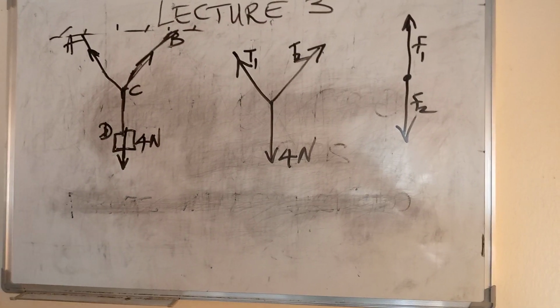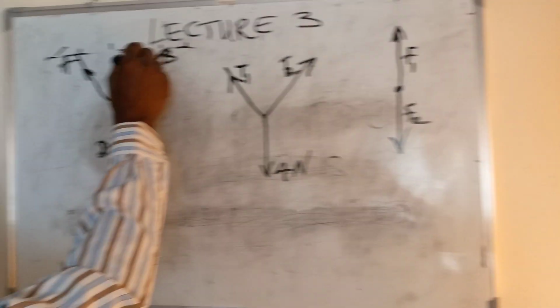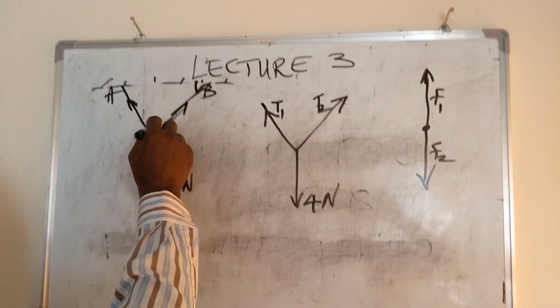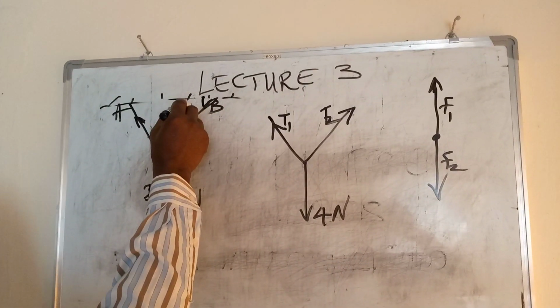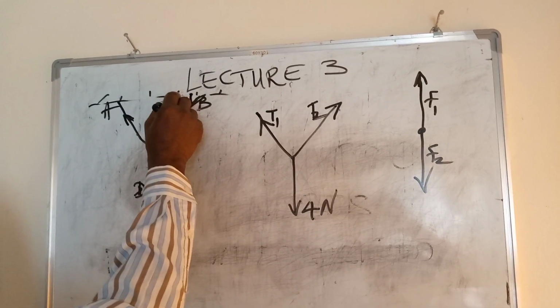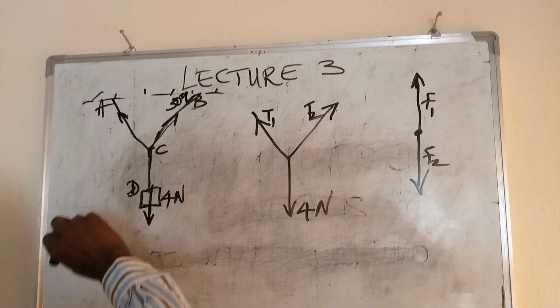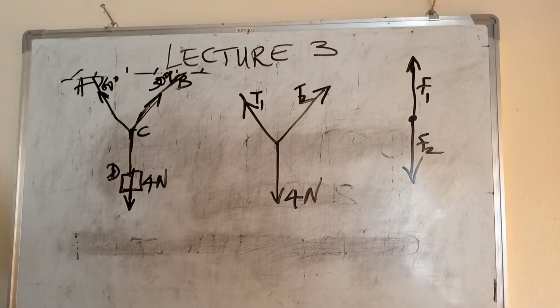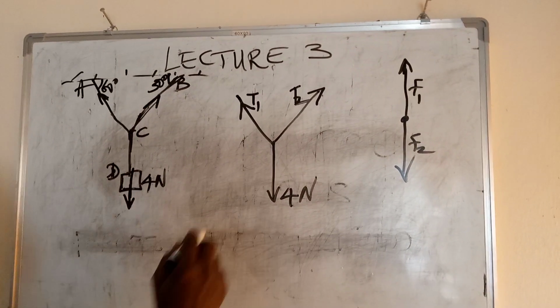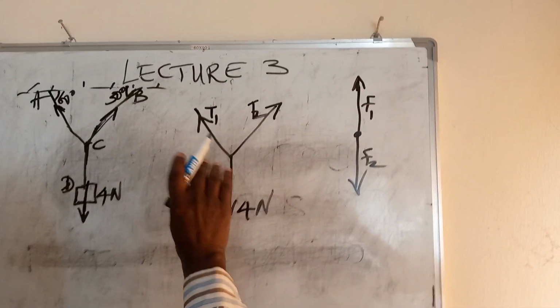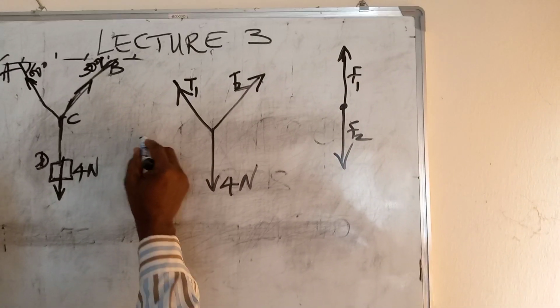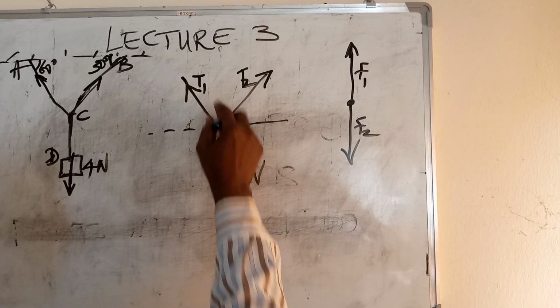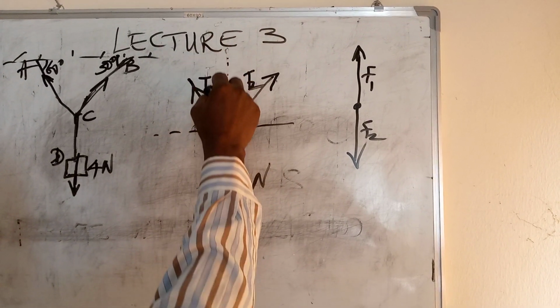Now, if at the ceiling we know this angle, let's say, for instance, this angle is 30 degrees, and this one is, let's say, 60 degrees at the ceiling. Then, to solve this problem, we create horizontal and vertical axes.